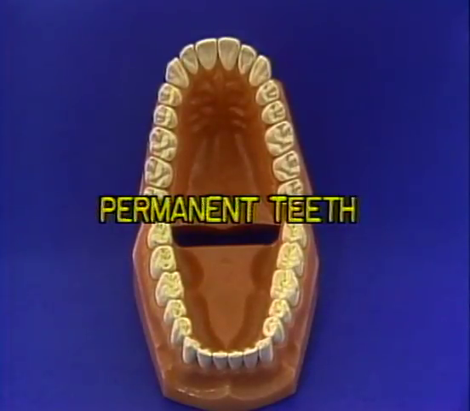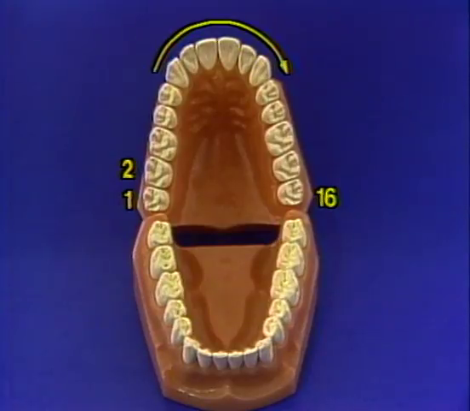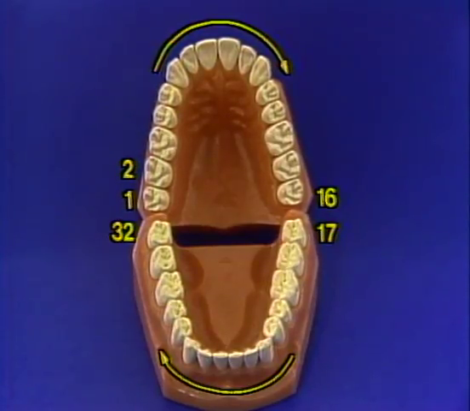Permanent teeth. In the universal numbering system, the number 1 is assigned to the maxillary right third molar, the number 2 to the maxillary right second molar, and so forth, around the entire maxillary arch to the maxillary left third molar, which is numbered 16. The succession drops to the mandibular left third molar then, which is numbered 17, and continues around the entire mandibular arch to the mandibular right third molar, which is numbered 32.